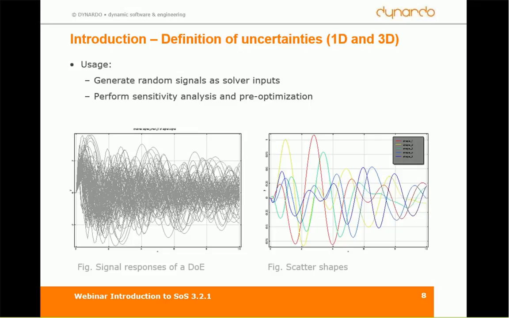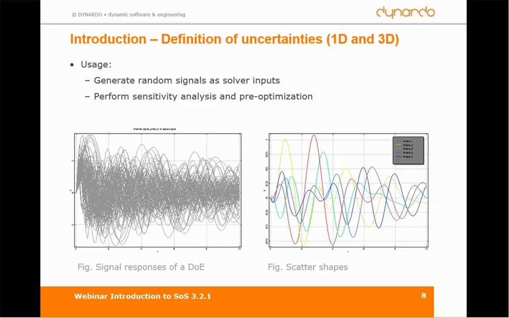On this slide, you see at the left bottom figure a design of experiment with about 100 signals. On the right side, you see the Karhunen-Loève expansion with 5 shapes already sufficient to represent at least 99% of the variation within the design of experiment on input side.